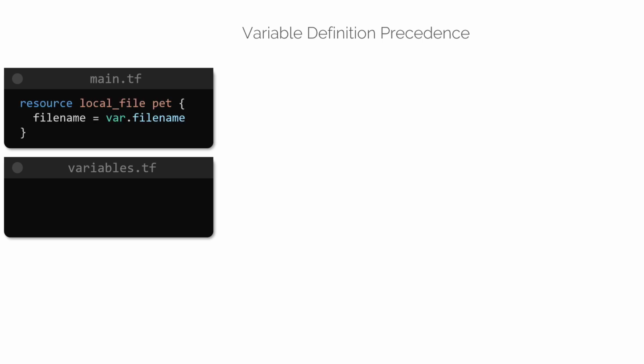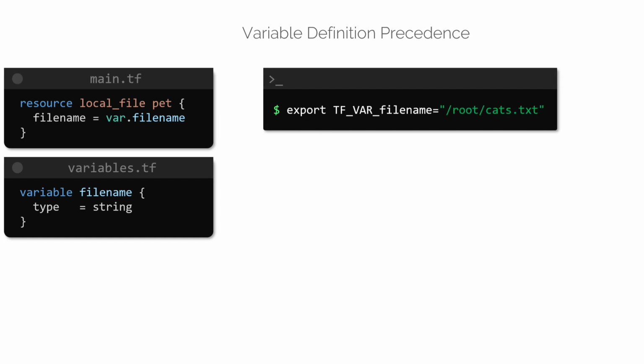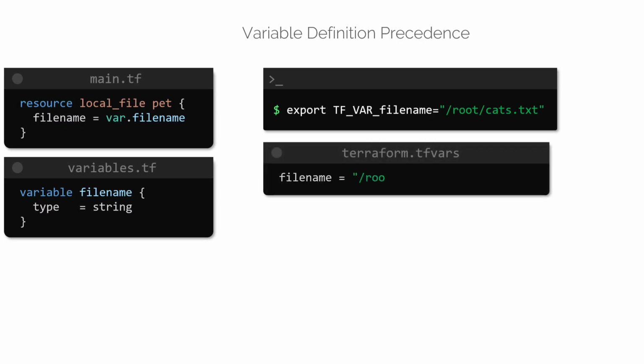In this case, we have a main configuration file with a single resource, a local file which will create a file at a path declared in a variable called filename. In the variables.tf file, we have not specified a default value for this variable. And we have assigned different values to this variable in multiple ways. We have exported the environment variable called TF_VAR_filename with the value of /root/cats.txt.